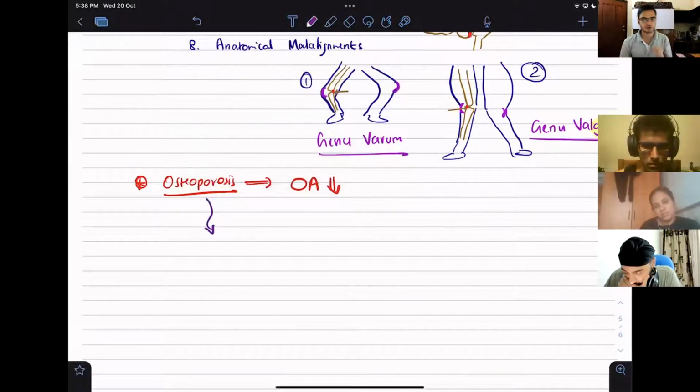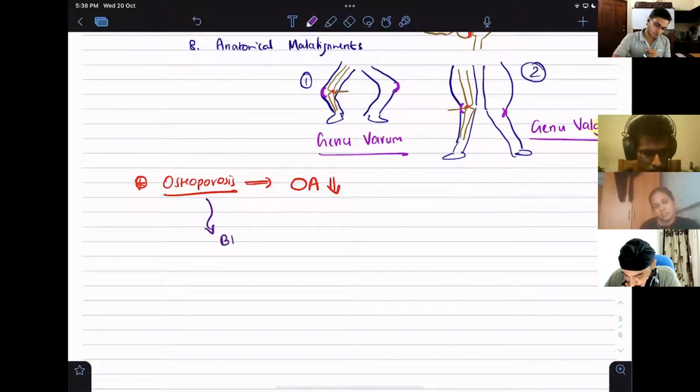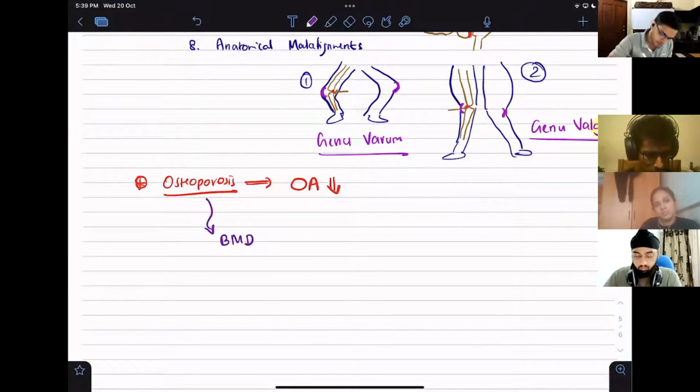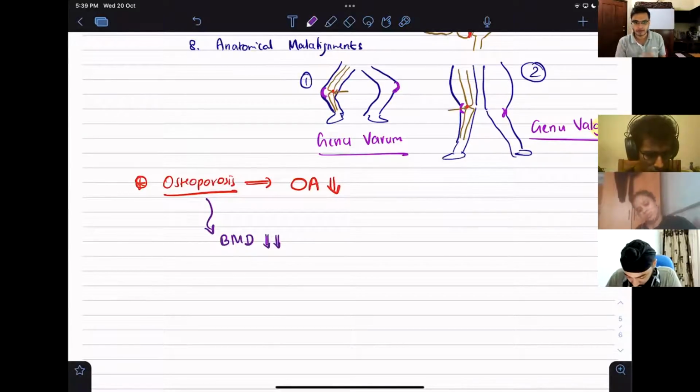When we have osteoporosis, you all know, guys, there is something called bone mineral density. What is bone mineral density? This is basically a measure of how much of minerals, basically your calcium, phosphate, and these major minerals, is present in your bone. When we have osteoporosis, bone mineral density reduces, guys.